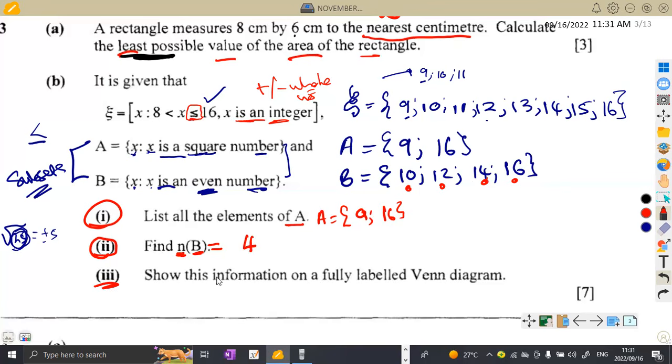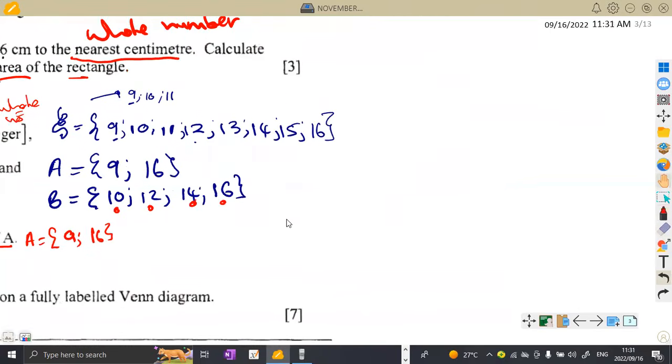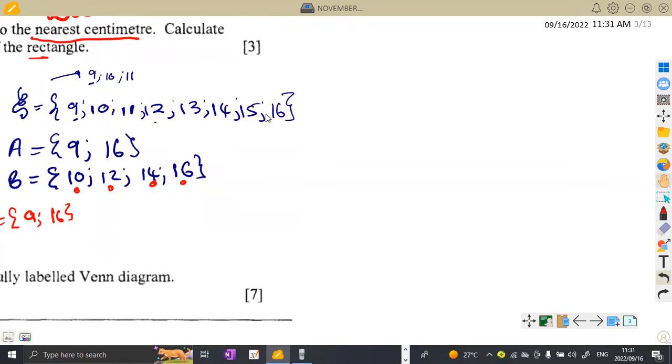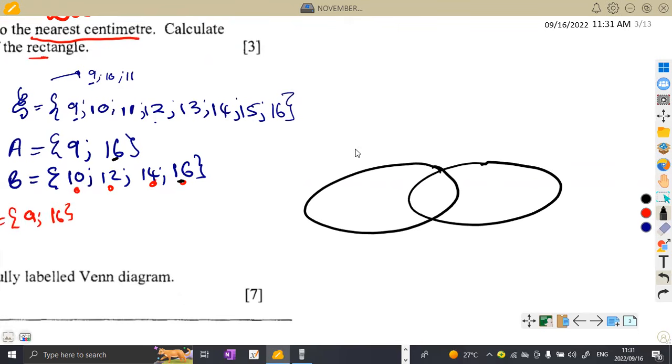Then item 3: show this information on a fully labeled Venn diagram. So this is the information that we're going to put on our Venn diagram. The first thing to analyze is, do we have an intersection of the two sets? Yes, if you cross-check here, 16 is common in A and B. So we are going to have our A and B joined together like this. This is your A, this is your B. On the intersection we have got 16. This 16 is found in both A and B, so you're going to write it on the intersection.